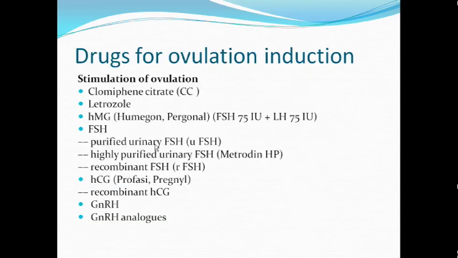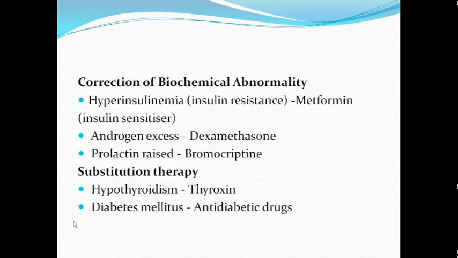Different drugs are available for ovulation induction. Clomiphene citrate is the most commonly used. Letrozole, HMG, which is the combination of FSH and LH, FSH alone in the purified urinary form, highly purified urinary form, recombinant FSH, and HCG you can use. It can be recombinant HCG or different GnRH analogs. So different drugs are available for ovulation induction.